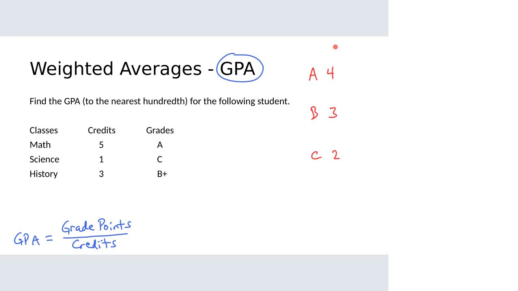I lost my connection, so it'll be right up there. And so a B+ splits that difference and is worth 3.3 grade points per credit. So pluses and minuses work in here just the same as any other grade would.